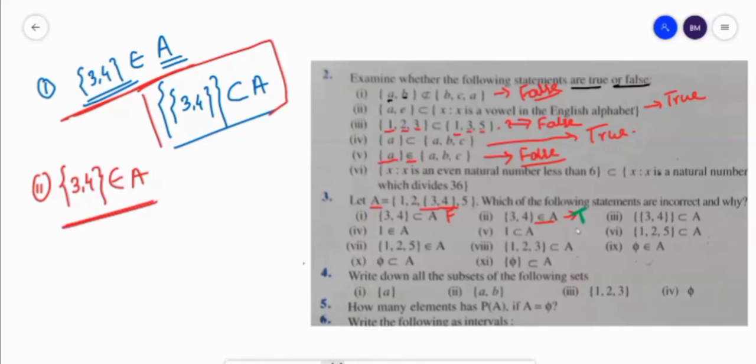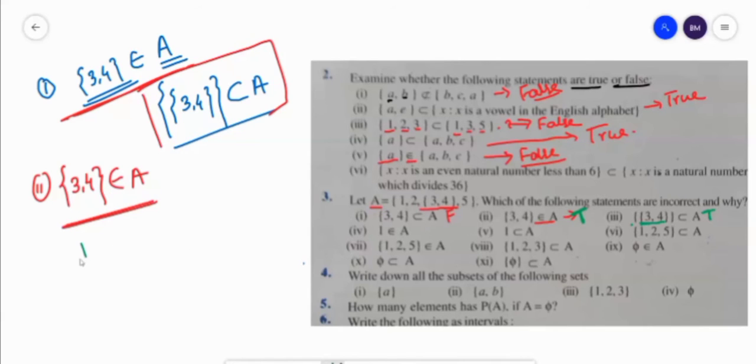Next, check that, as I have already discussed, this statement will be a subset of A. You have to take the singleton. This is one element of the set A. So the singleton set {3, 4} is a subset of A. So this is also true.